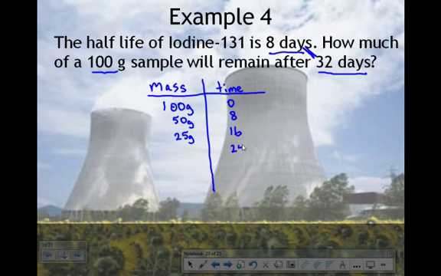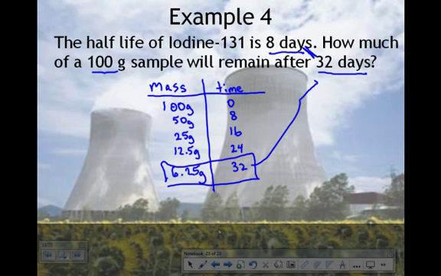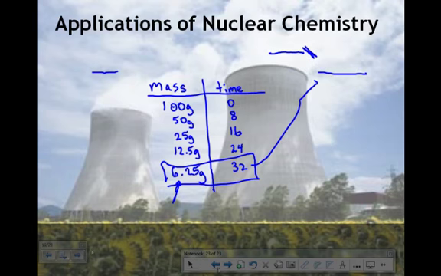8 more days go by, so now we're on day 24, and I have half again, which is 12.5, and then we get to 32, which is what our question is asking for, right? After 32 days, half of this is reduced again, so I get 6.25 grams, and that's the answer to my question. How much will remain? Only 6.25 grams remain after 32 days. So if it's as simple as making a little chart, then let's do it the easy way, and you won't have to bother with the equation with natural logs and e to the x and all that good stuff.